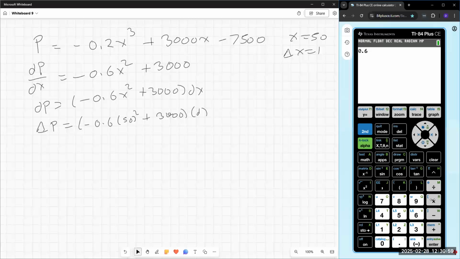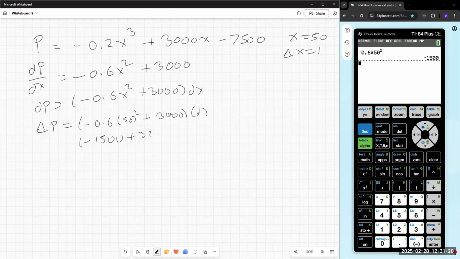That is going to be negative 0.6 times 50 squared. It's negative 1,500 plus 3,000. It's going to be $1,500.